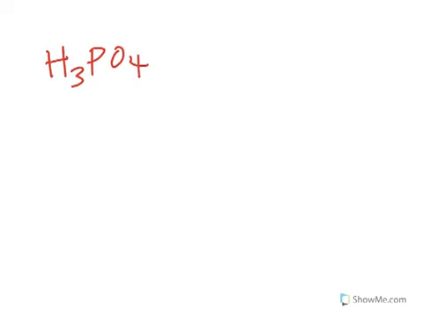H3PO4. Most of you had no problem adding up the valence electrons correctly. Each H has 1, so that's 3. P has 5. So again, you want your periodic table nearby. Each O has 6. So that's 24, and 24 and 8 make 32.